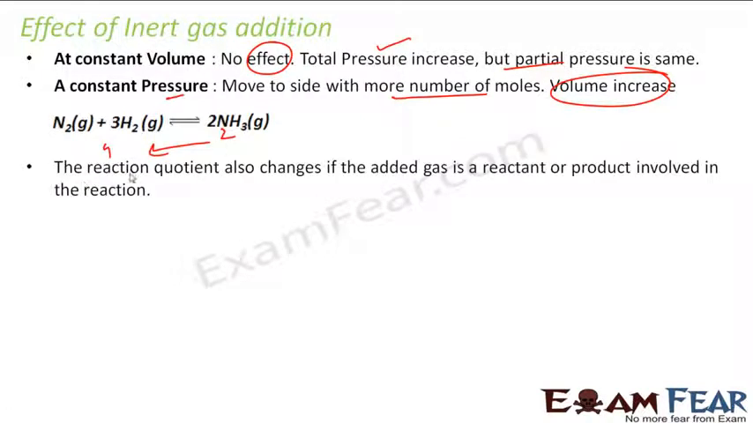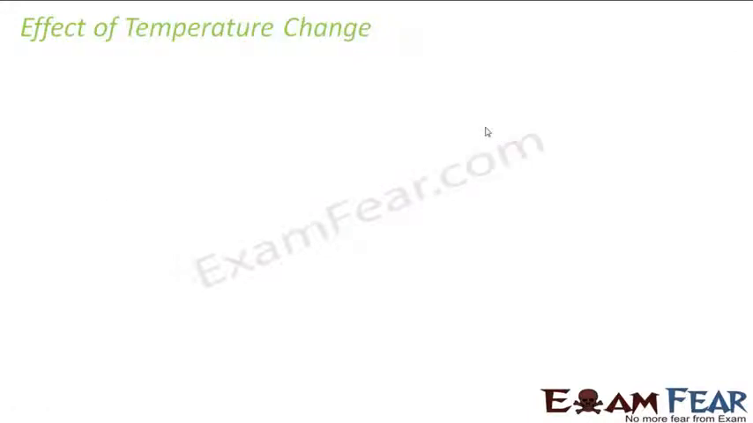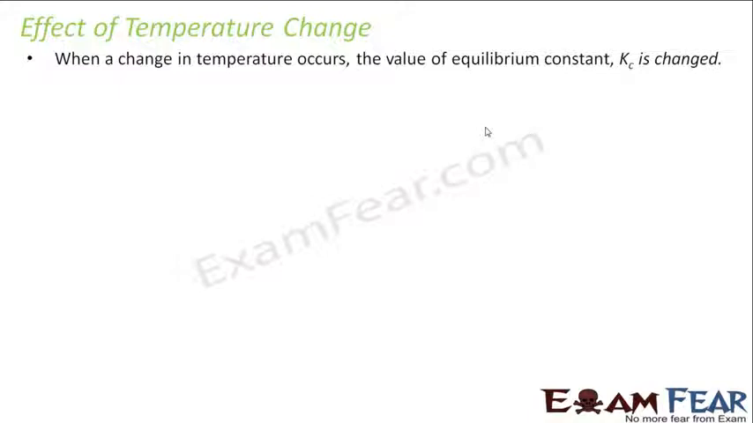The second case is if the inert gas reacts with the reactant or the product. In that case, the scenario is nothing but a change of concentration, so we can apply the formulas and logic we learned a few slides before, where we discussed how the system behaves if you increase or decrease the reactants or products. Correct? Let's talk about the effect of temperature change.